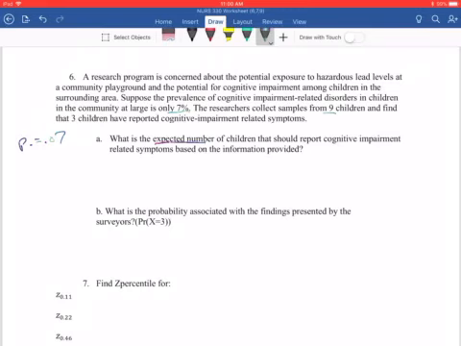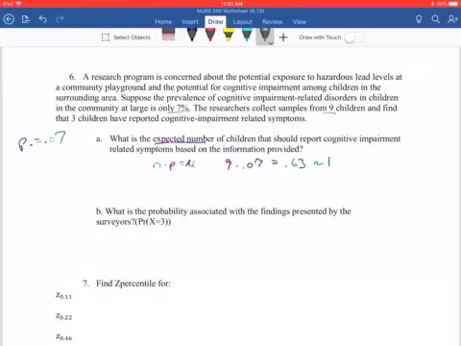Once again, that's our n times p equals mu. n equaling 9 times the probability of 0.07 equals 0.63, or approximately 1, rounding up to the nearest whole child. So what is the probability associated with the findings presented in the survey? It's the probability at 3. So what is it at 3?